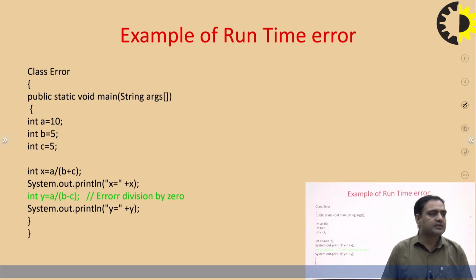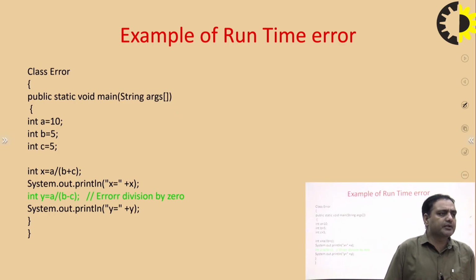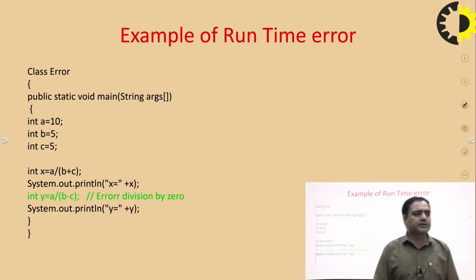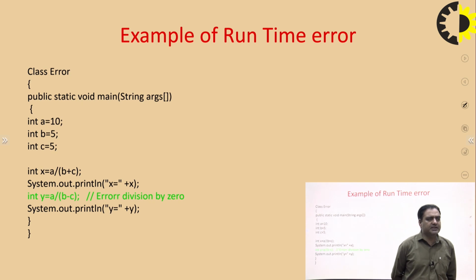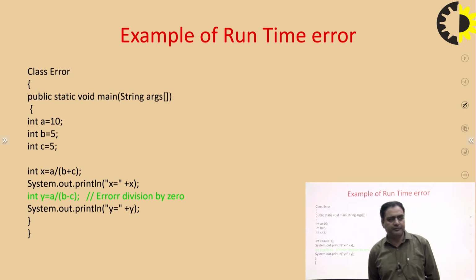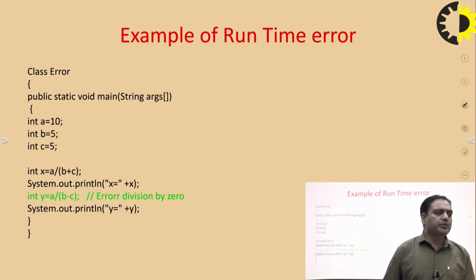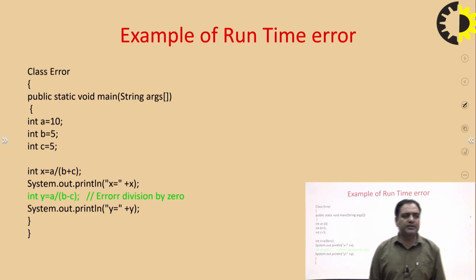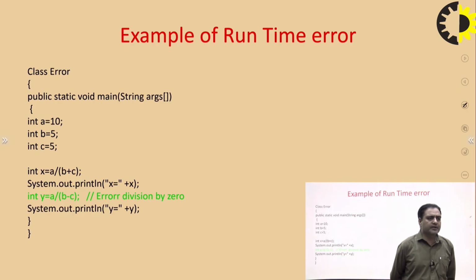Here in this example we are creating a class named error, and in this class there are three variables a, b, c, where a is 10, b is 5, and c is 5, and you want to print the value of x. What is x? x means a divided by b plus c. b plus c is here 5 plus 5, that is 10, and a is 10, so 10 divided by 10 is 1. So you get the result 1.